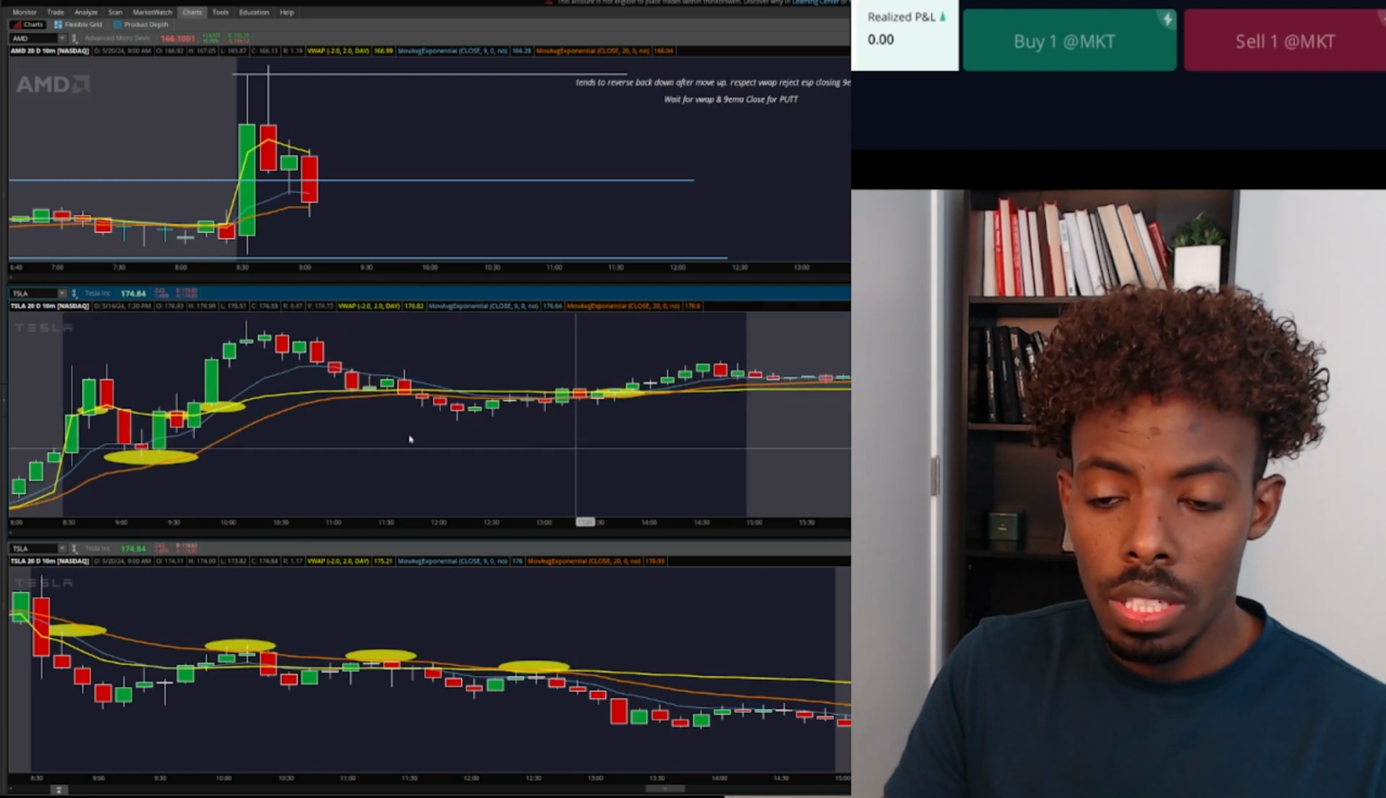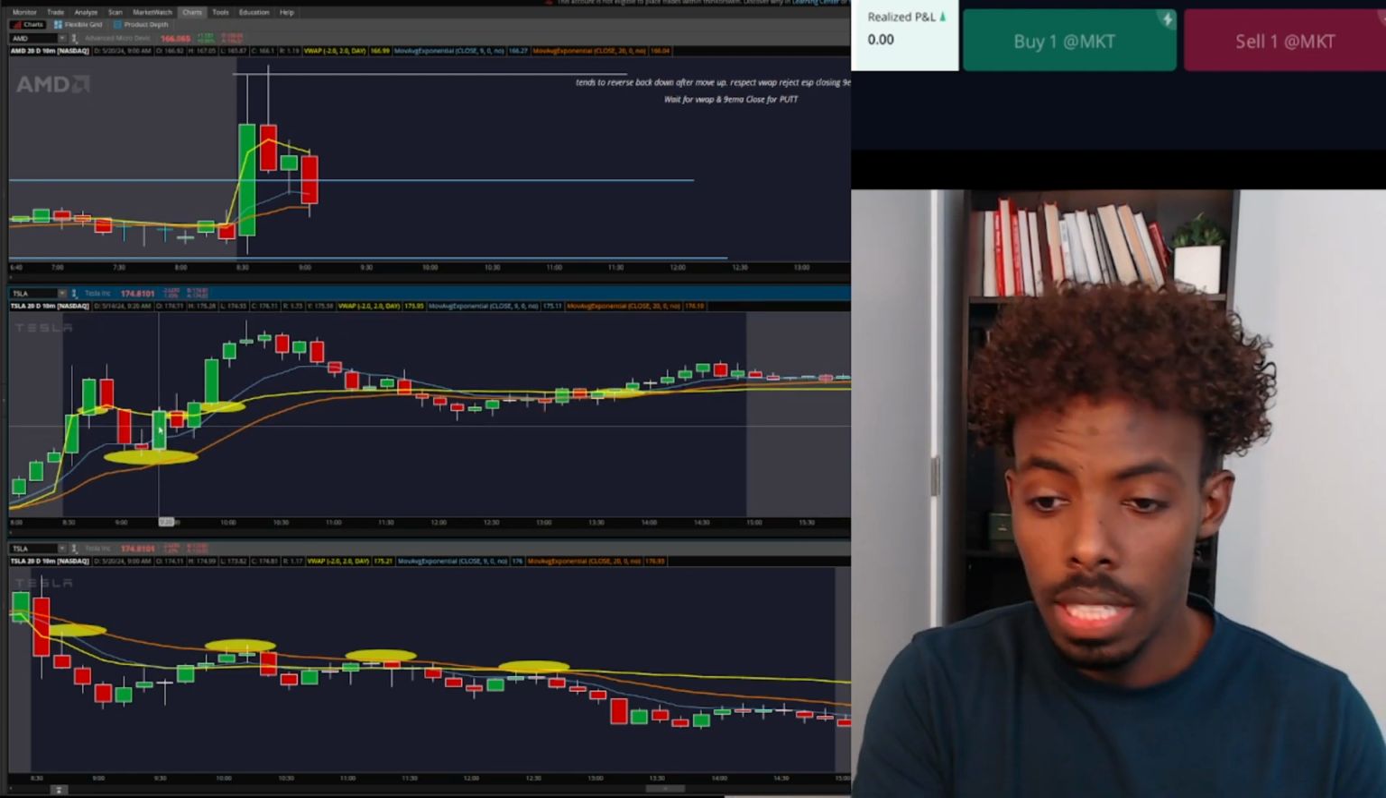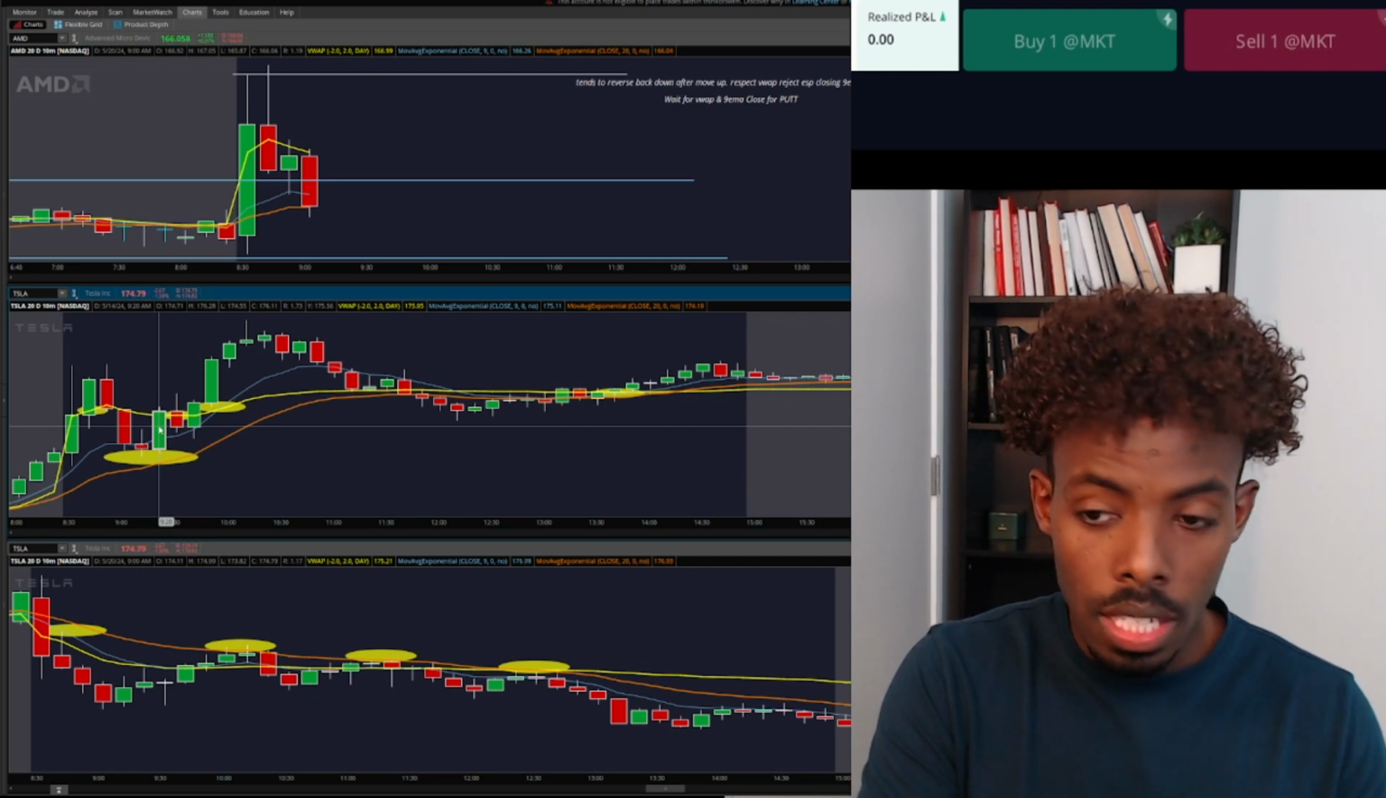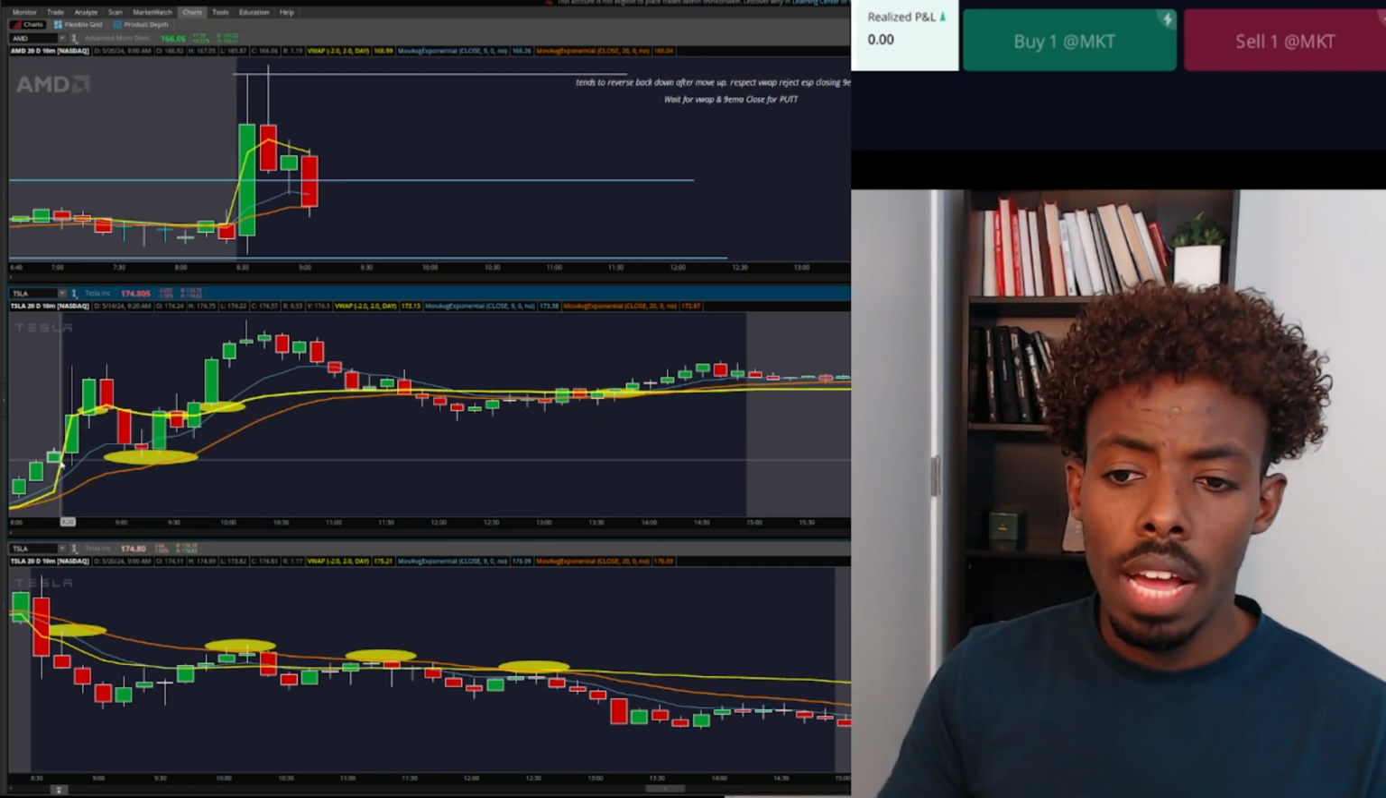Okay, this is 514 after a move up. So this one actually maintained its direction. What did I write down? 514. It held up the 20 EMA instead of the VWAP. So we have this move up right here.